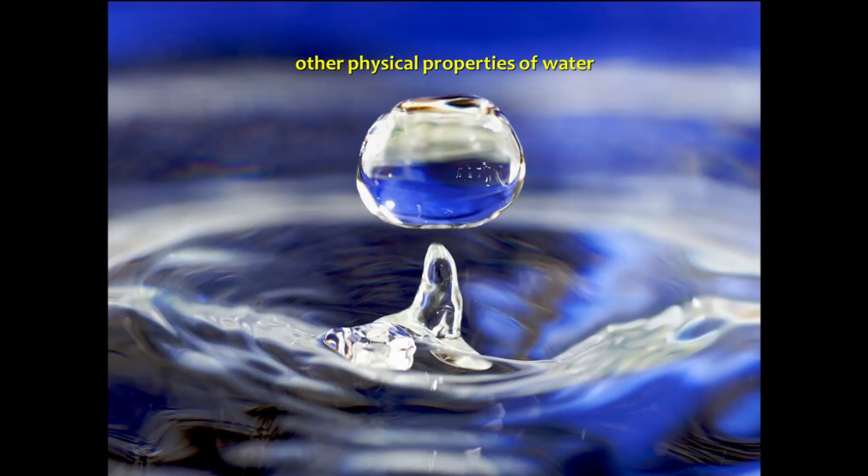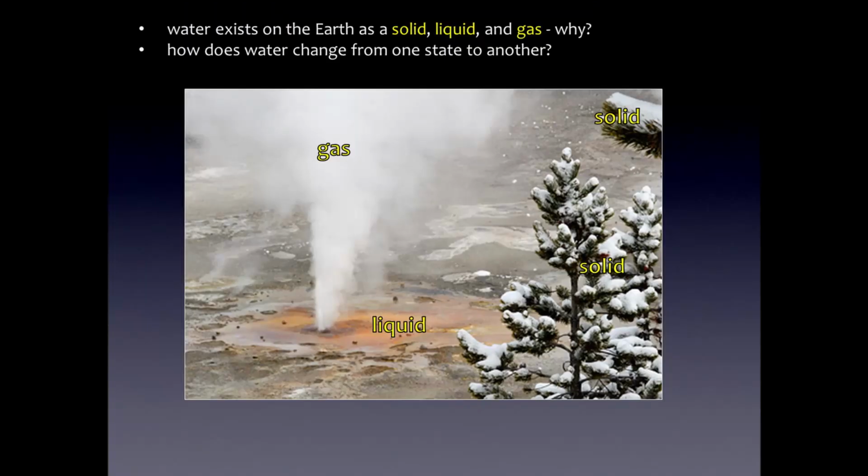What are some other physical properties of water? We'll take a few minutes and look at those. Water can exist on the earth as all three phases. And if you start thinking about it, there's not a lot of other substances that can exist as all three phases on the earth at the same time. So you can see water existing as a solid, here we see it as snow on the trees. As liquid, here's that little bit of liquid surrounding that steam vent, and then as a gas.